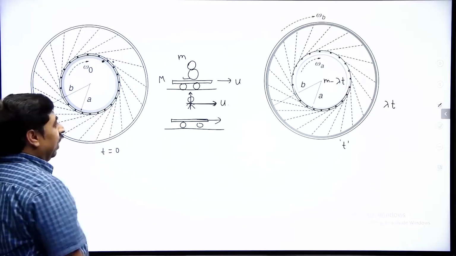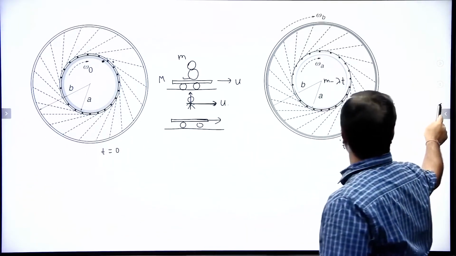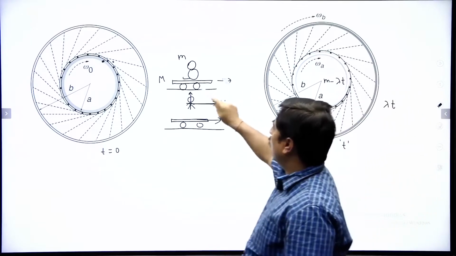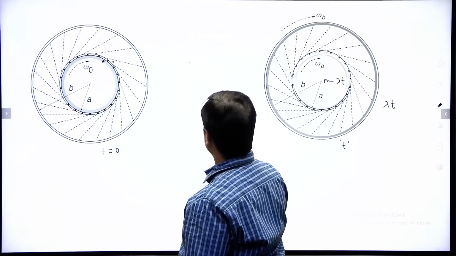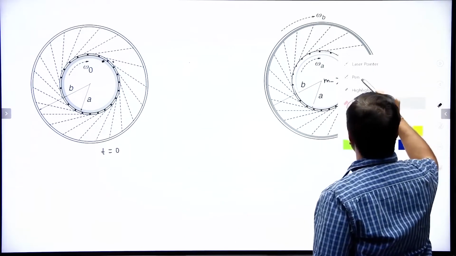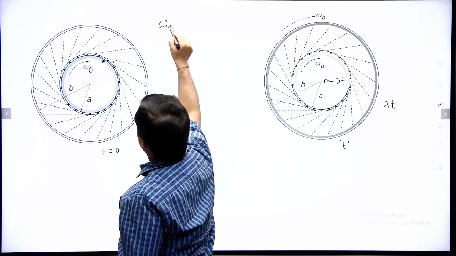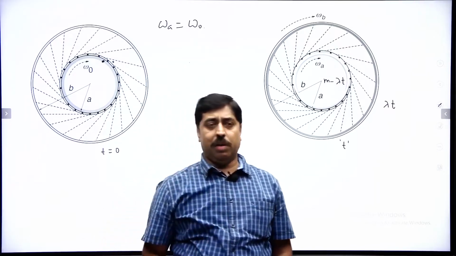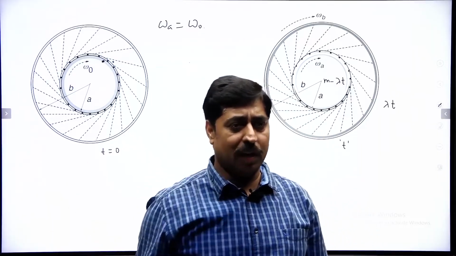So the angular speed of the inner drum will remain equal to omega naught all the time. It is just not going to change. When the entire sand comes out, the angular speed of the inner drum will still remain omega naught. So we have answered the first part: the inner drum has a constant angular speed.